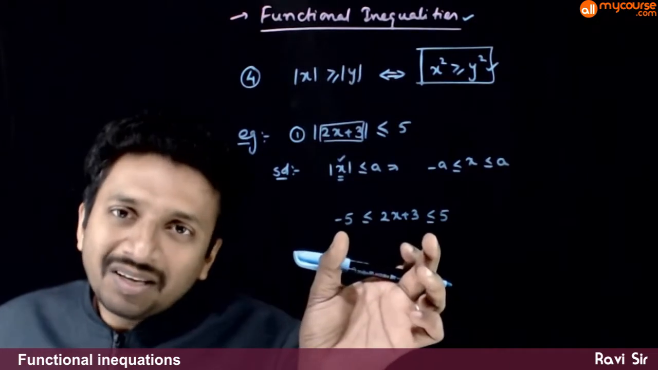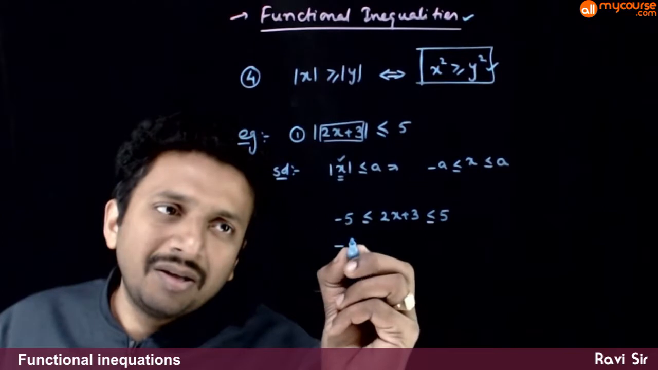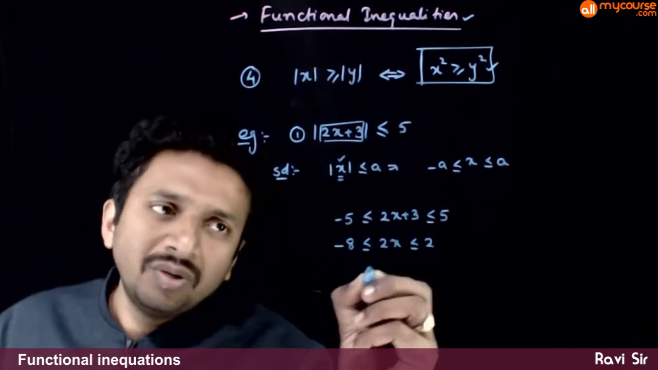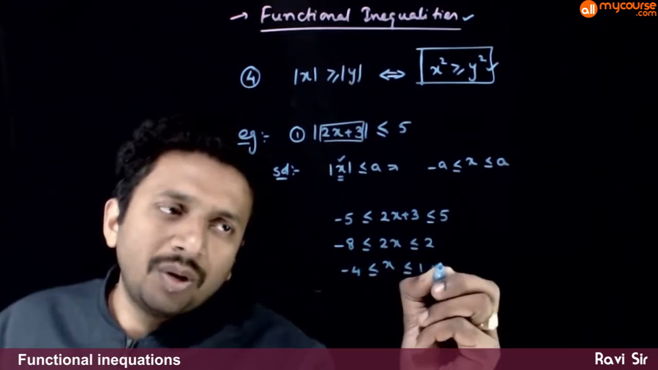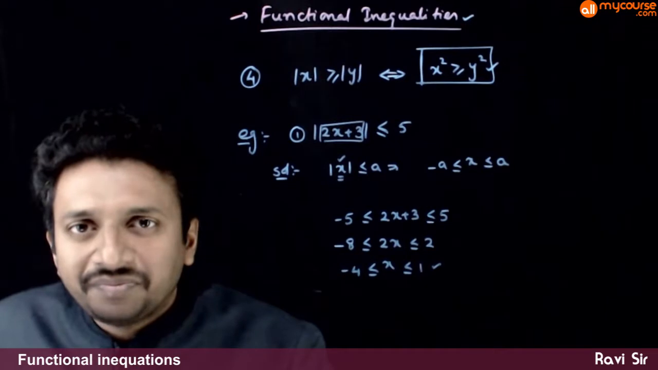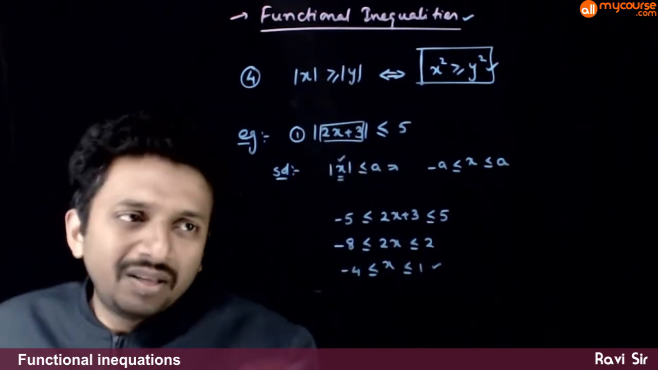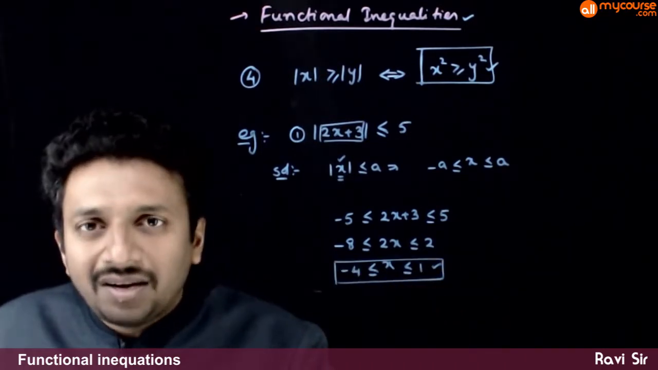Now this has become a linear inequality. You know how to solve this. I'll subtract 3 on both sides. Minus 8 less than or equal to 2x less than or equal to 2. So x is in between minus 4 and 1. That's the solution to this inequation. So mod 2x plus 3 less than or equal to 5, the answer is x is in between minus 4 and 1.